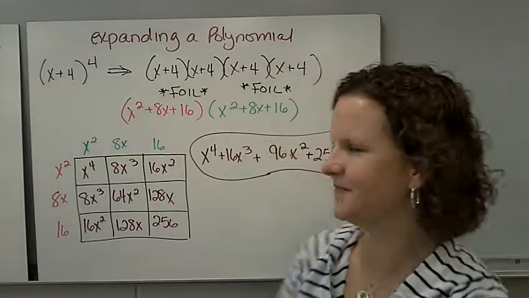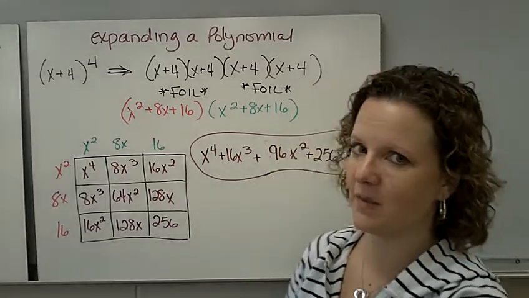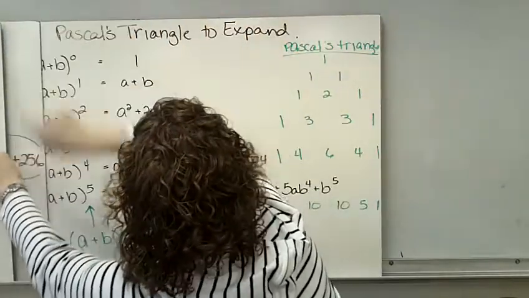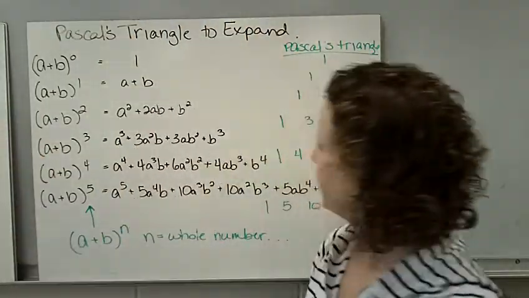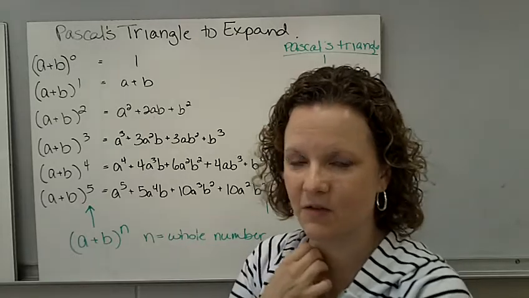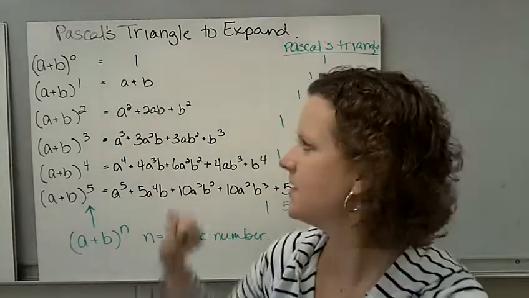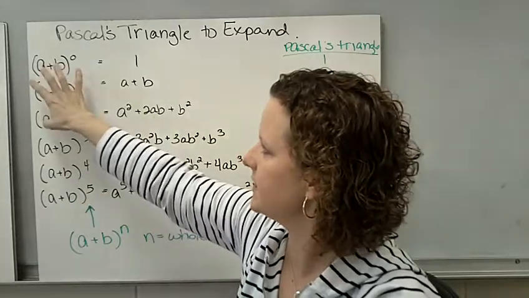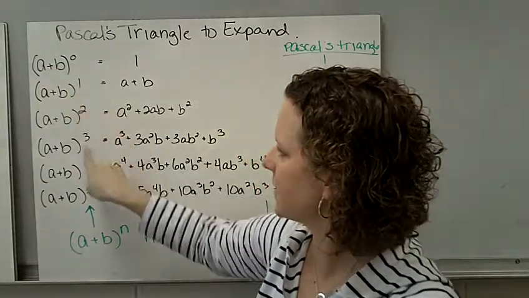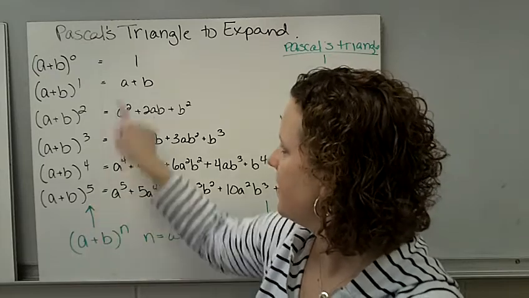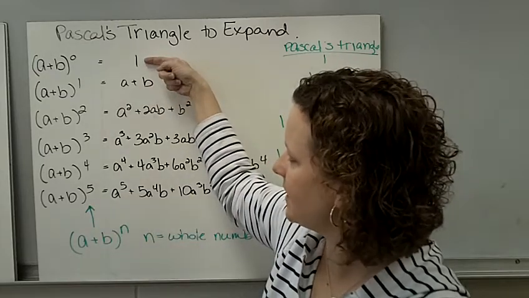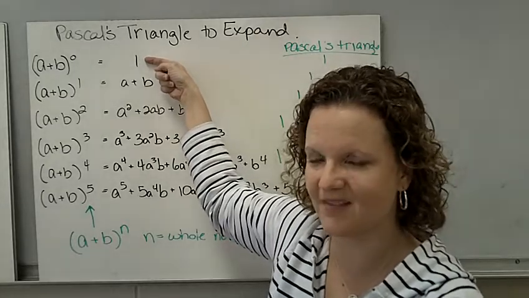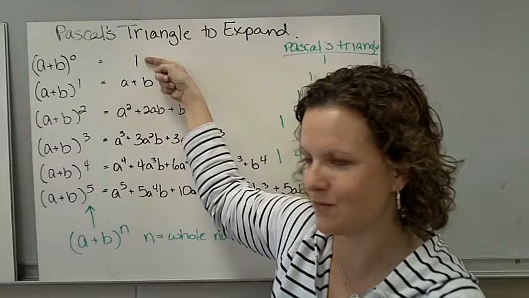Pretty simple, right? Okay, let's go over something called Pascal's triangle. I'm going to talk about this for a second and give you a second to push pause and copy it down. Here we have all of our powers, just a plus b, very simple, to the 0, to the first, second, third, fourth, and fifth. If I expanded it, anything raised to the 0 power is 1.